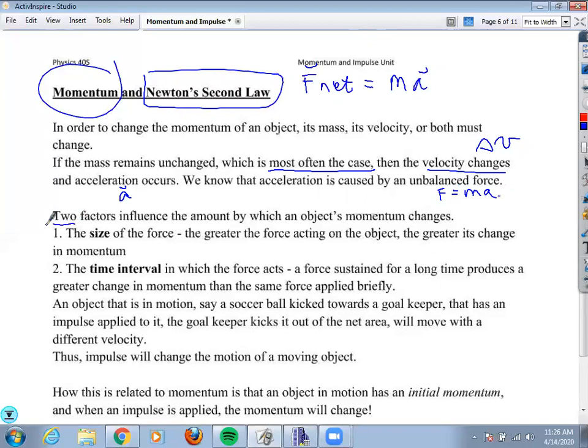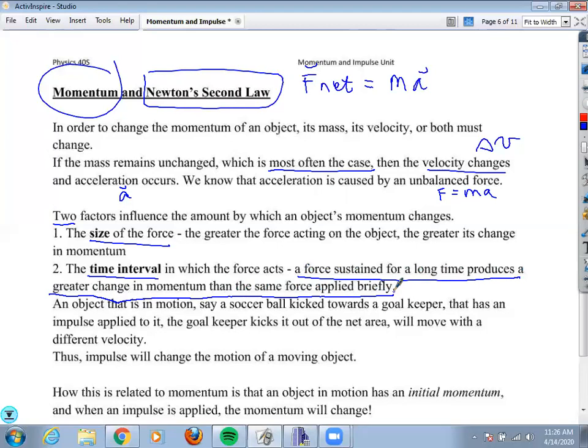Two factors influence the amount by which an object's momentum changes. Number one, pretty obvious, the size of the force. The greater the force acting on the object, the greater its change in momentum. You want a ball to go further, you throw it harder. Pretty straightforward. Number two, the time interval in which the force acts. A force that is sustained for a long period of time produces a greater change in momentum than the same force applied only briefly.